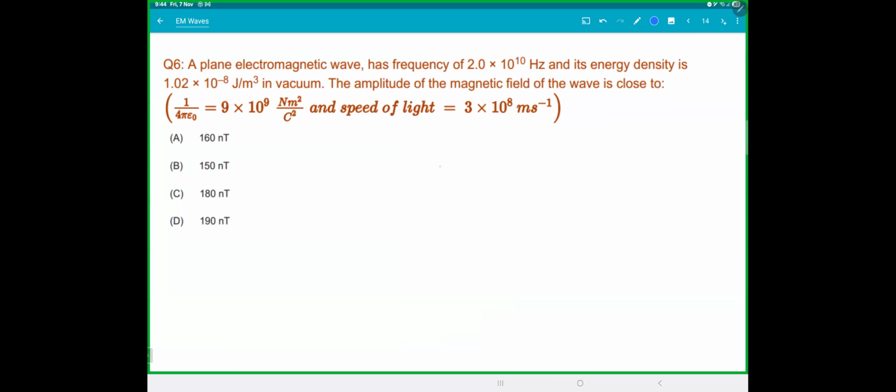Again, straightforward formula substitution. So you should know that energy density, this is energy density and not intensity, is 1 by 2 mu naught B naught square. So this value is 1.02 into 10 power minus 8. Mu naught ka value is 4 pi into 10 power minus 7. This is B naught square. Substitute, get the answer.